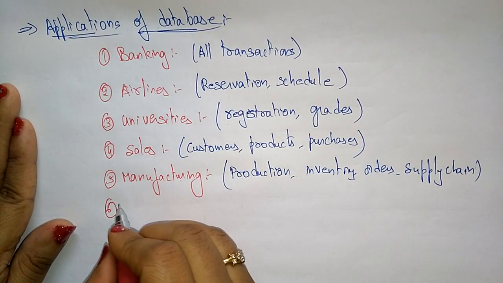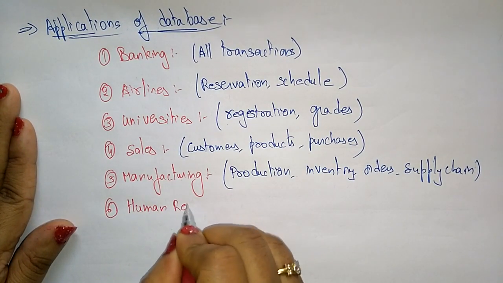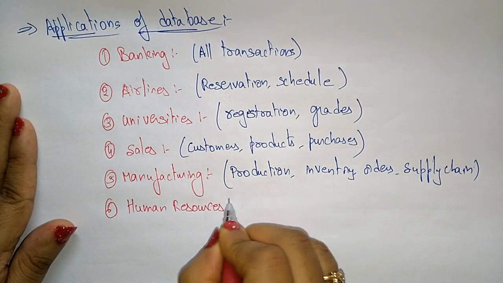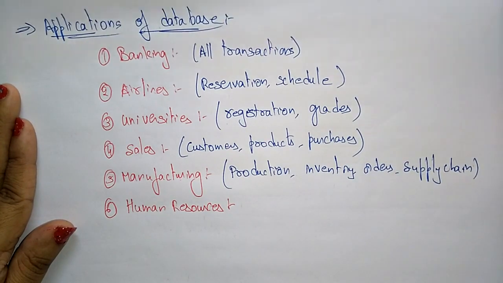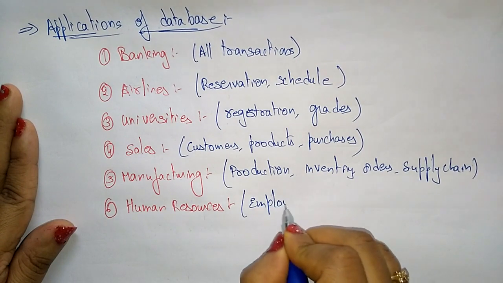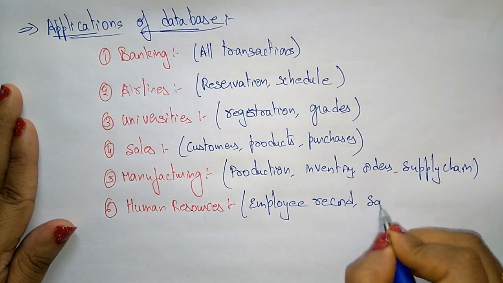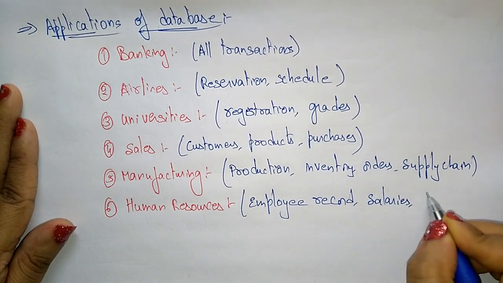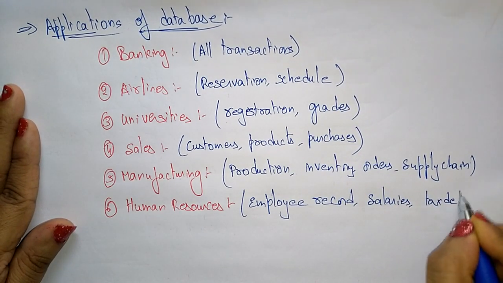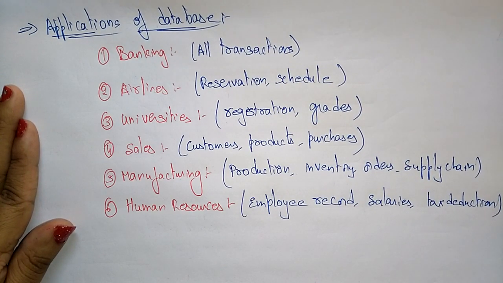And next, human resources. In human resources also they require the database. They will use the database for employee records and for salaries or tax deduction. For everything they require a database to store their data.